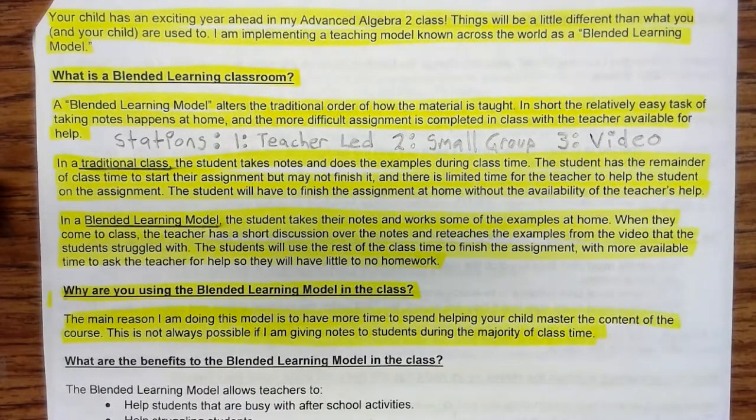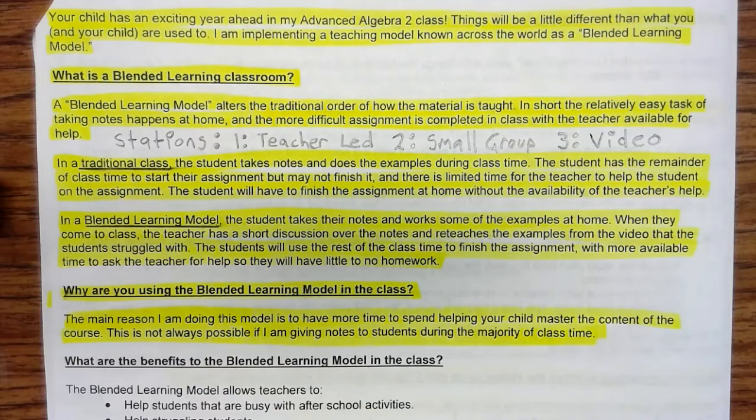Okay. Now, in a traditional class, the student takes notes and does the examples during class time. The student has the remainder of class time to start their assignment but may not finish it, and there is limited time for the teacher to help the student on the assignment. The student will have to finish the assignment at home without the availability of the teacher's help.